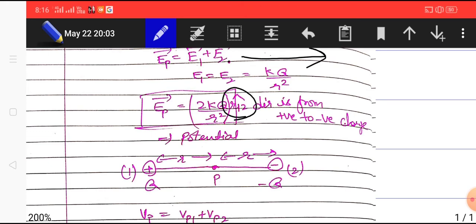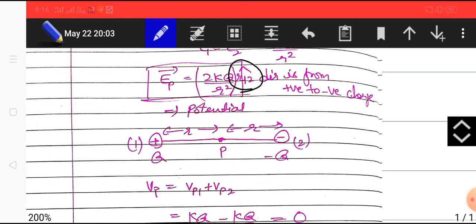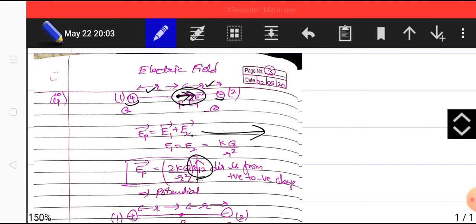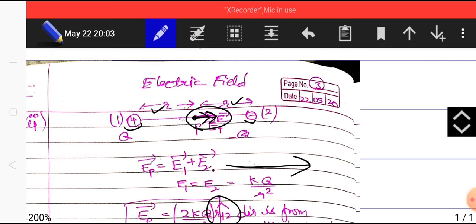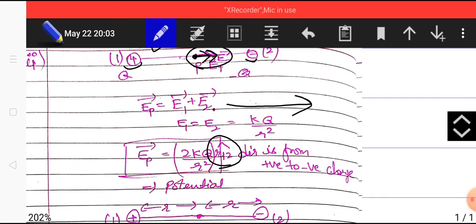So your result is 2KQ by R square, and R12 unit vector is in the direction from charge 1 to 2. So here the electric field is maximum at the center, double compared to the same charges position, when it was zero. Now at the center its value is maximum.